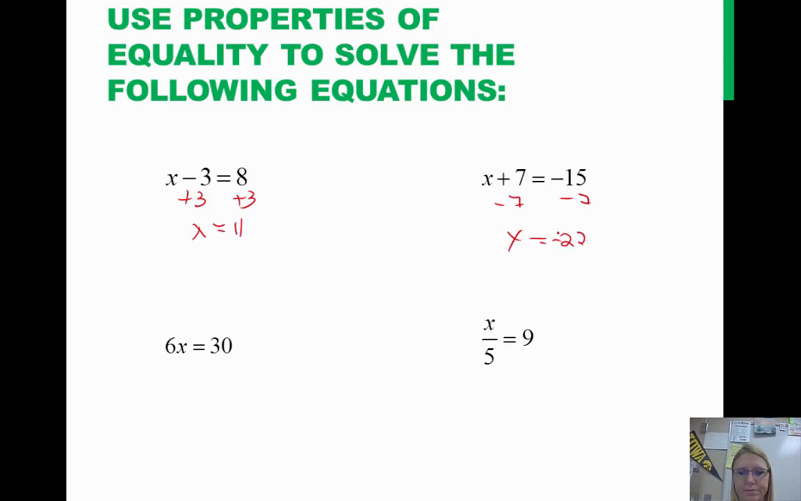negative 22. Here we're multiplying by 6, so the opposite of multiply is divide. So we're going to divide by 6, so x is 5. And on this one, x is being divided by 5, so the opposite of divide is multiply. So I'm going to multiply by 5, and x equals 45. So those are using the properties to solve those simple equations.